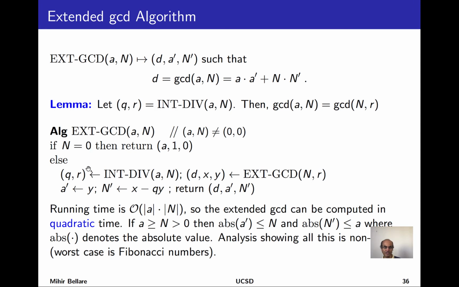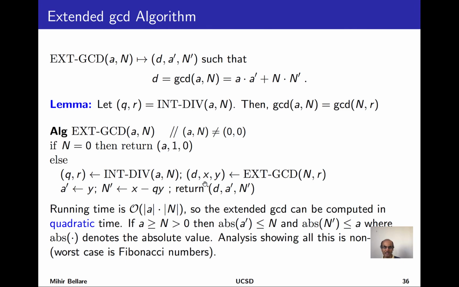If N is not 0, I can divide by it. So I divide A by N to get a quotient and remainder. And I know that the GCD of A and N is the same according to this as of N and R. So I recursively call my algorithm on N and R, and it gives me a GCD D. And I can return that same GCD D over here as the one for A and N.